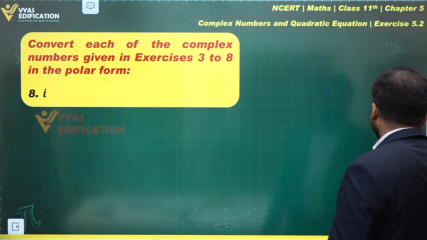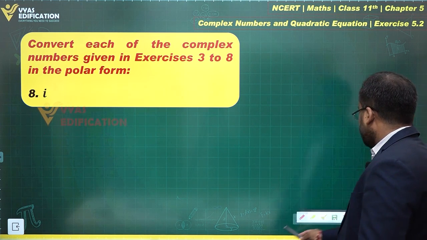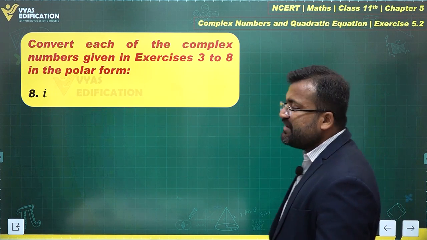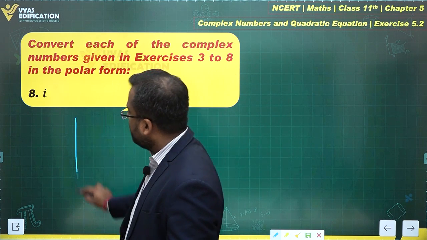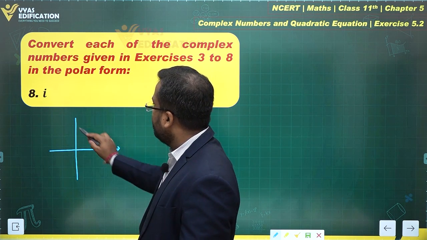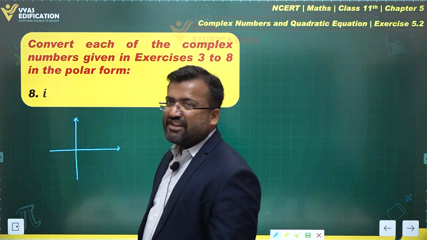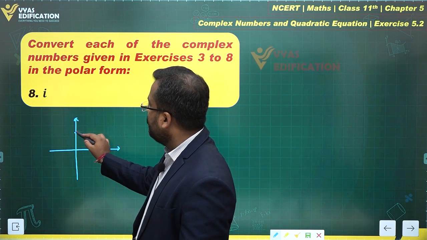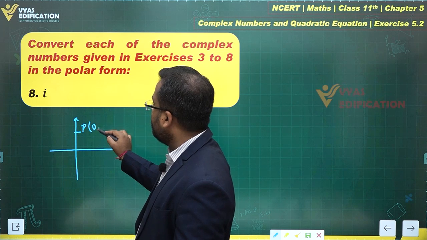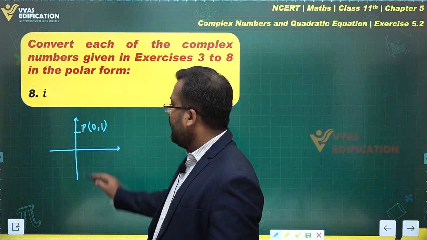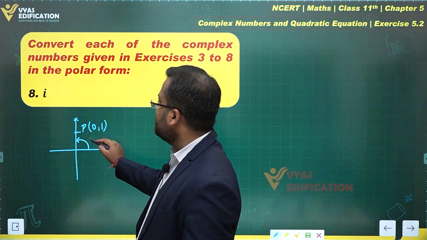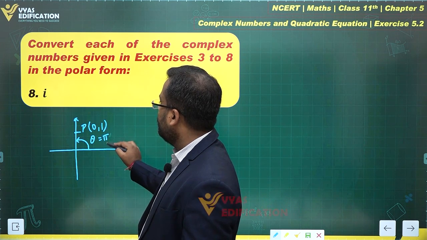Convert in the polar form. Now this seems pretty simple. If you can simply draw the diagram, draw the Argand plane and mark this point. This i is actually 0 plus i, which will lie somewhere over here. Point P is (0, 1). And yes, theta would be this angle, which is pi by 2.